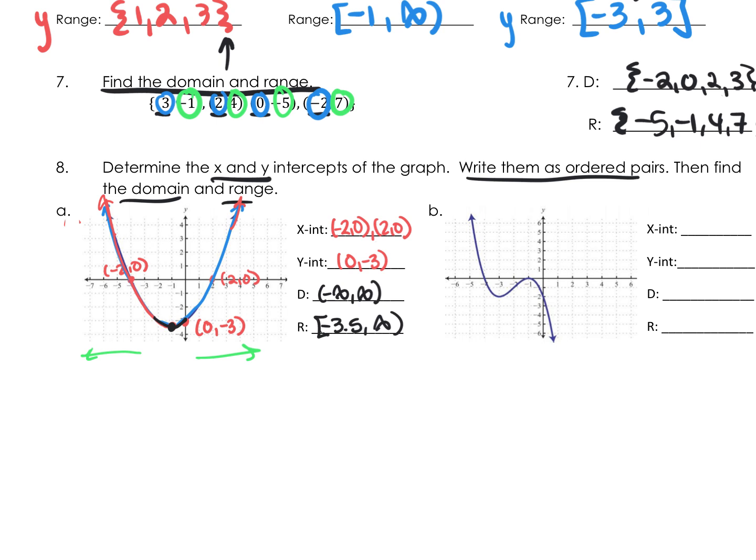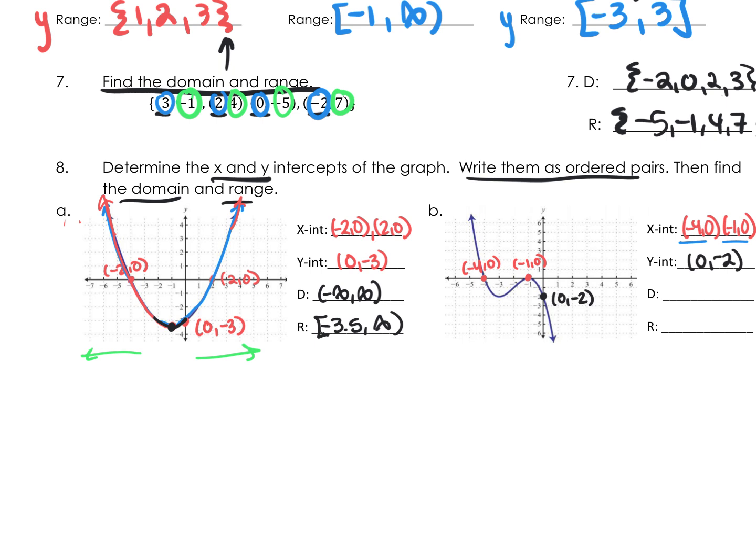Okay, so over here on B, my x-intercepts are wherever we touch the x-axis. So that'll be here. This point is -4, 0, and this point is -1, 0, because the x value is -4 and the y value is 0. So my x-intercepts will be -4, 0, and -1, 0. Notice that these are points. These are not intervals, right? These are points. My y-intercept is this guy right here where we cross the y-axis. That point is 0 for the x value, -2 for the y value.